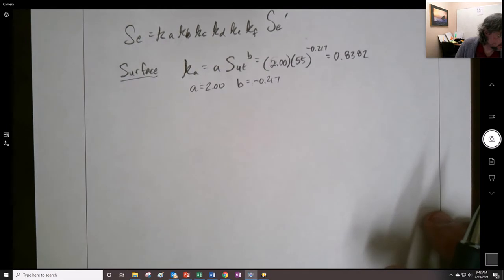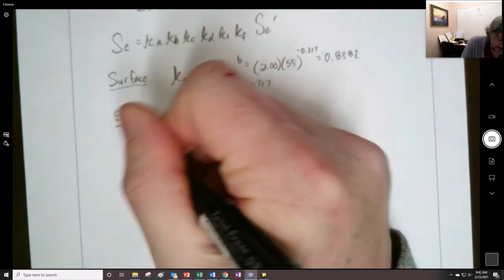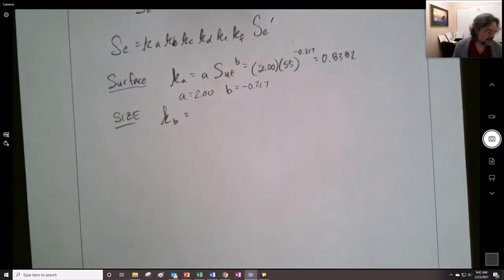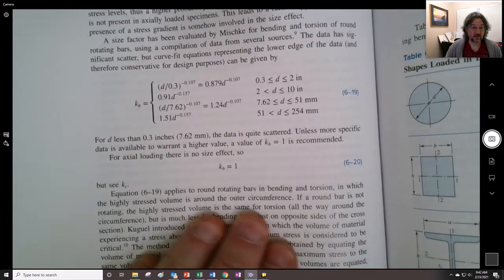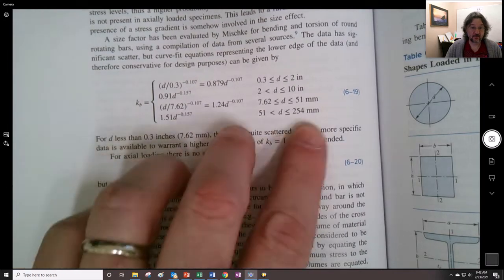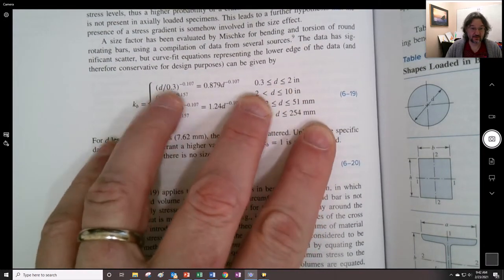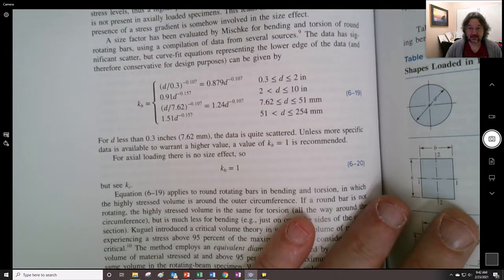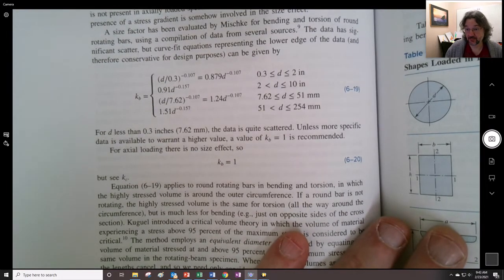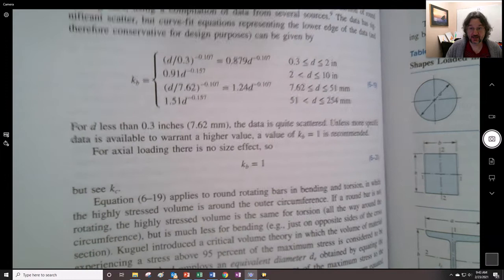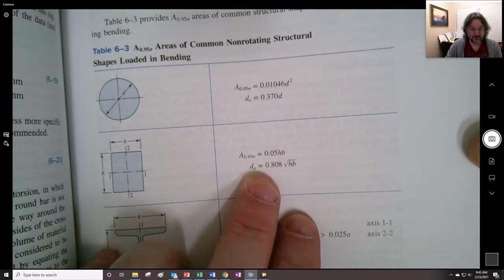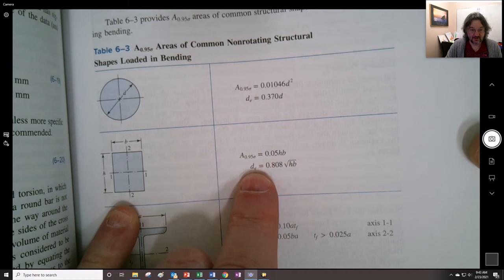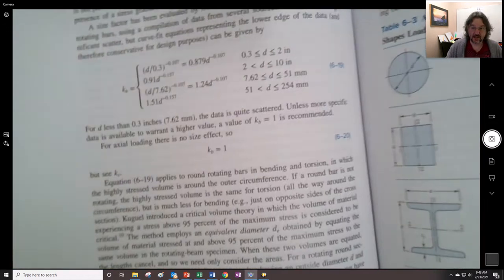All right, so the next one is the size factor, right? So size is going to be kb. One thing you should remember about the size factor is that it's not axial, so we need bending, but they base it on the diameter, right? And this thing is not round. It's these gear teeth. It's a gear tooth, and it also is not rotating. So when we do that, we come over to this table here and we want to get an equivalent diameter. So we want to use this to find this equivalent diameter to be able to find what the size factor is going to be.